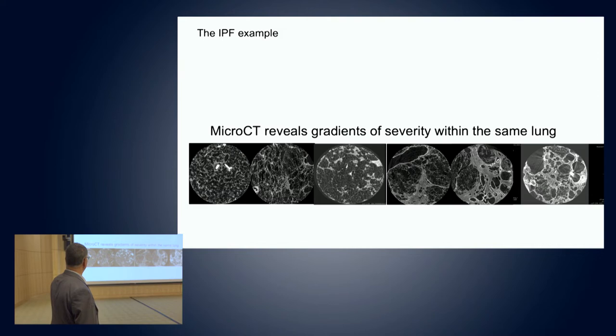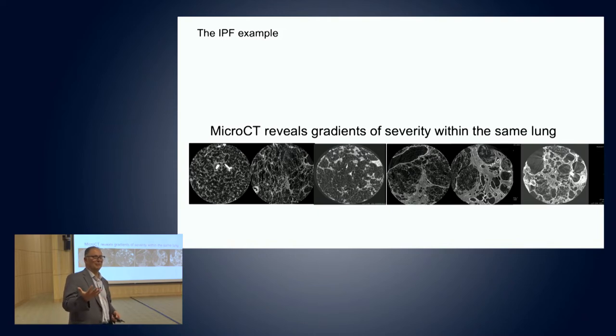You can see that within the lung, you will see this. This is this beautiful region. They're healthy. This has a little bit of disease. This has more. And this is sort of end stage. This is, again, within the same lung. Now, what is interesting, we actually find this also in what we call normal histology lungs.